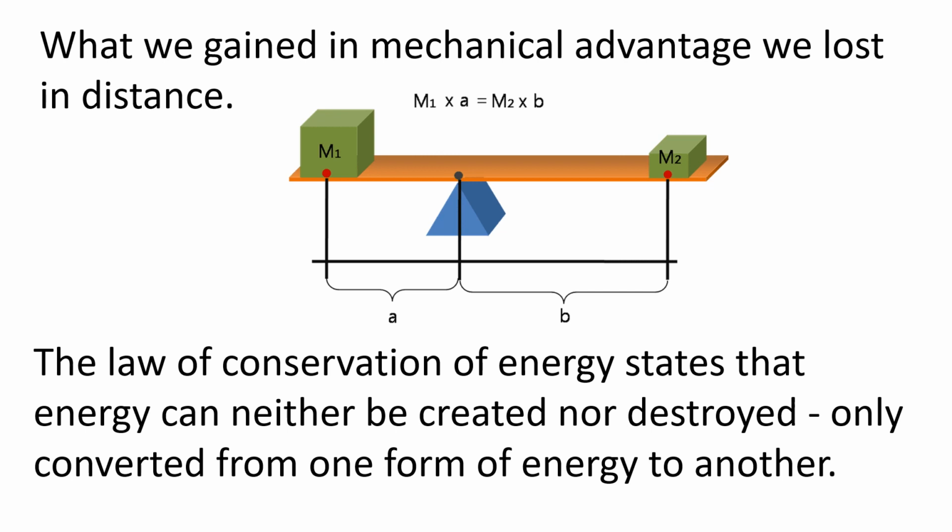The law of conservation of energy states that energy can neither be created or destroyed, only converted from one form of energy to another. Think about when you put petrol in your car. As you're running your car, the energy is not being destroyed. It's just being converted into something else, like kinetic energy, heat energy, chemical energy. It's just being transformed from one form to another. It was neither destroyed or created.